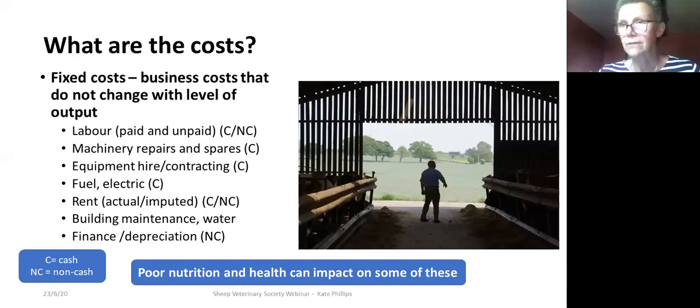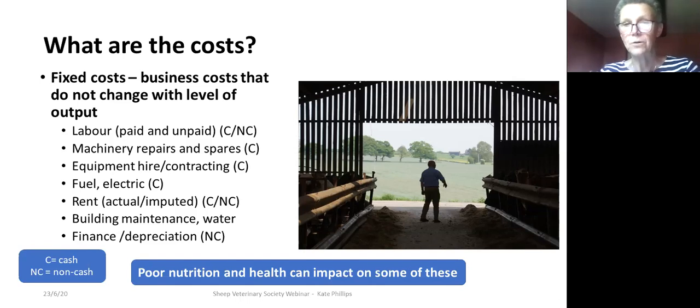And fuel, obviously, to drive the quad bike, the Land Rover, the lorry, whatever. And then we have actual and imputed rent. By imputed rent, that would be a landowner, somebody who owns the land and doesn't pay rent for the land. So that would be a non-cash cost if you're just putting an imputed rent on the land owned. Actual is if you're paying out a cash cost for the land you're renting.